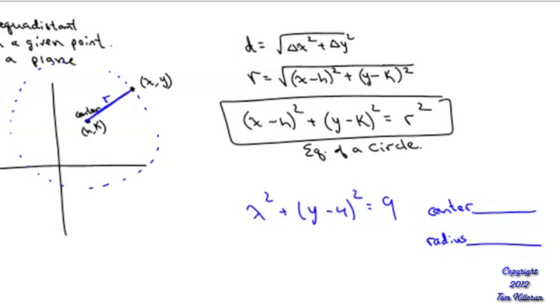So this one would move positive h, and this one would move positive k, depending on if h and k are positive. So what's h here? 0. There's no h, so it must be 0. What's k? 4. So the center is at (0, 4).